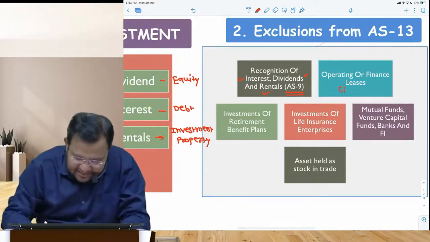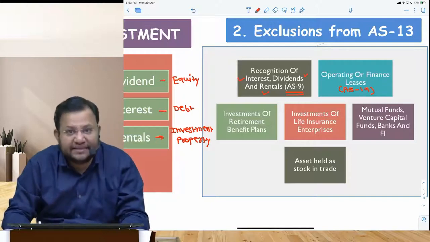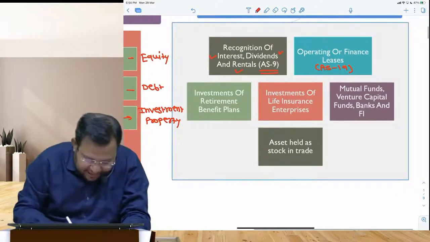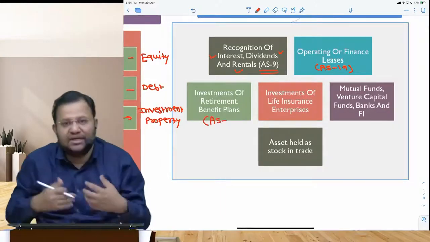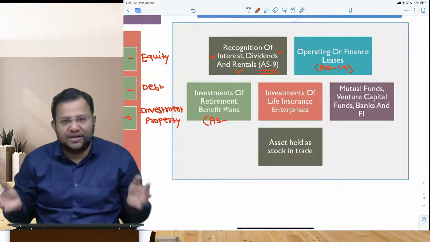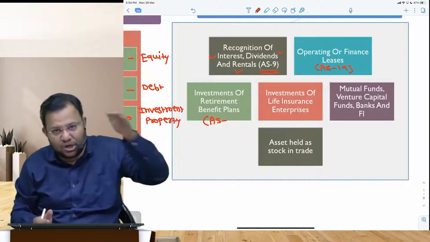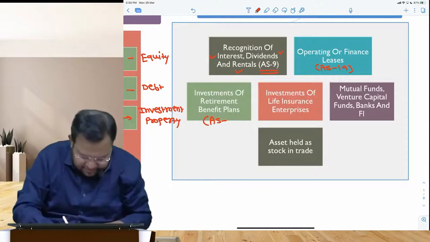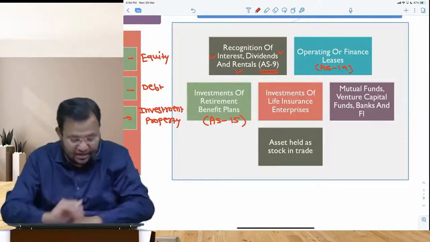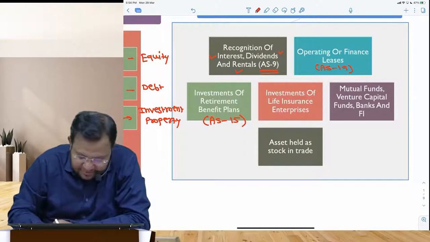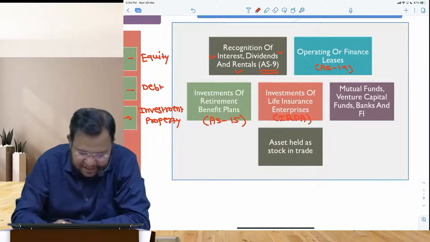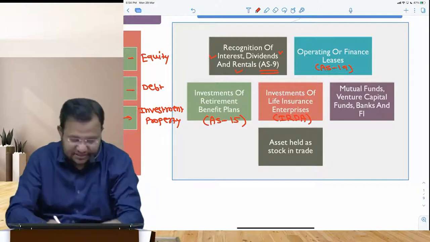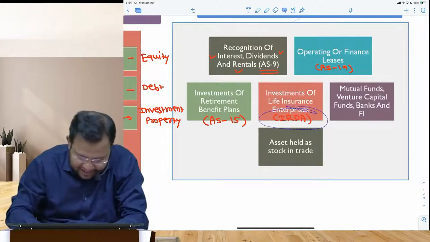Operating and finance lease is excluded from AS 13 because it is covered in AS 19. Income from retirement benefit plan, that is a pension plan. So let's say LIC has created a pension plan whereby various companies contribute to that pension plan and LIC guarantees a pension, that is covered in the books of LIC under accounting standard 15. Investments of life insurance corporations, that is covered by IRDA guidelines, that is not covered by AS 13. It is covered by IRDA guidelines.